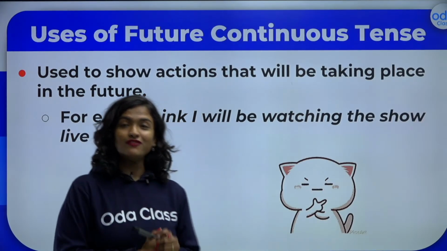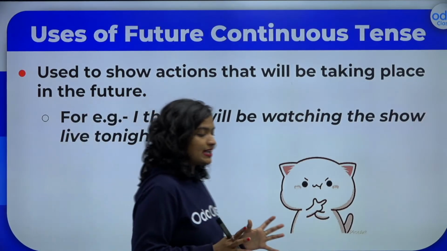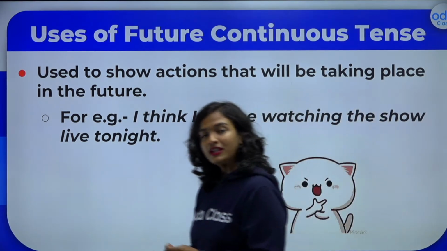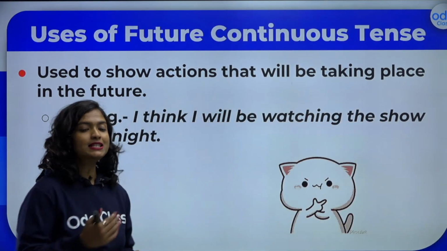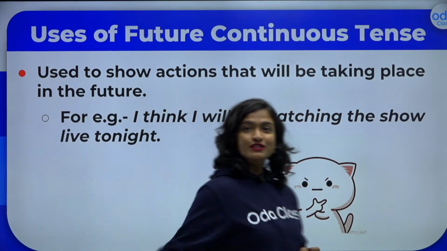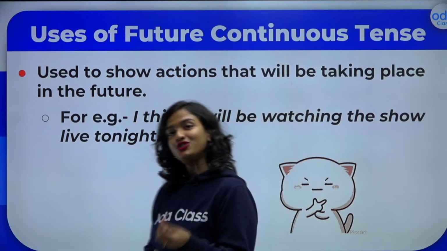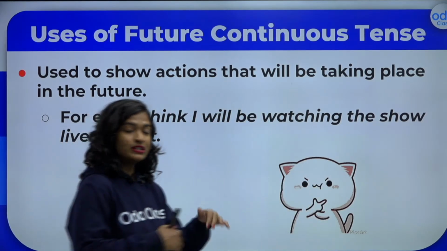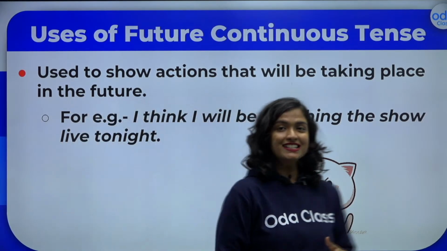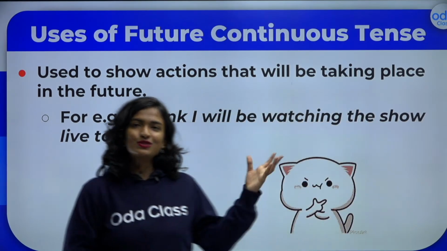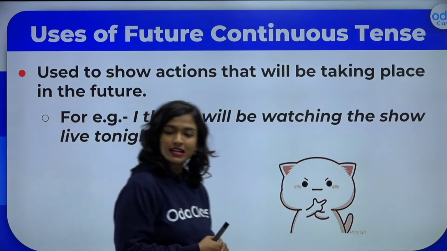And here is when we use it, students. Like I said, we use it to talk about an action that will take place in the future, and it will be ongoing at that point in the future. So for example, I think I will be watching the show live tonight. Tonight, so this is in the future, and this action is going to be ongoing at that point in time. That's why I use the future continuous tense.